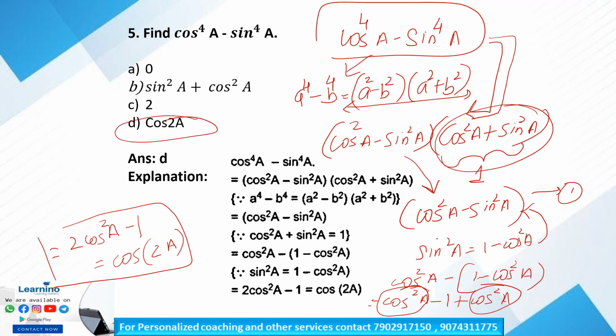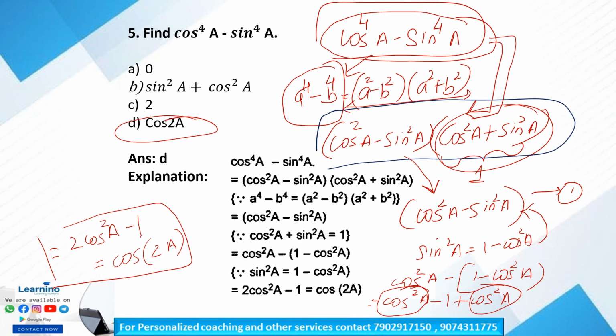Find cos raised to 4a minus sin raised to 4a. That is equal to cos 2a. Is it clear? So we have to know the format of the question given. This is in the format of a raised to 4 minus b raised to 4, that is split into a square minus b square into a square plus b square. We know that cos square a plus sin square a is equal to 1. So the remaining is cos square a minus sin square a.